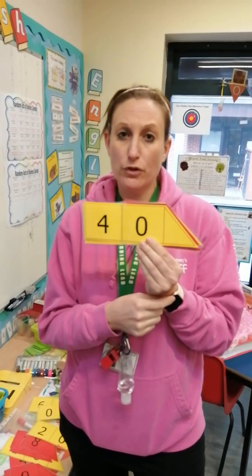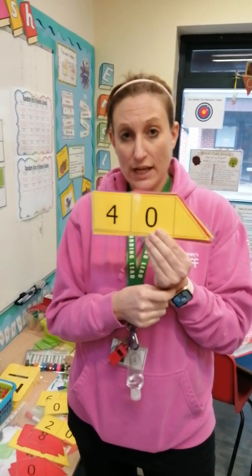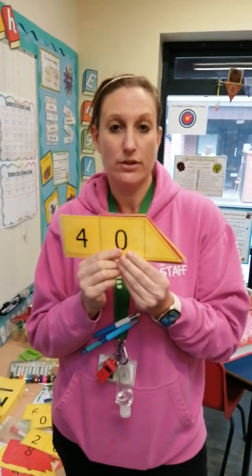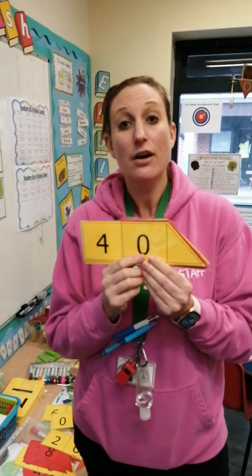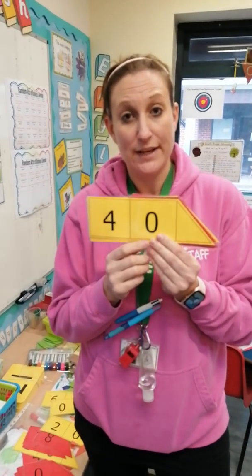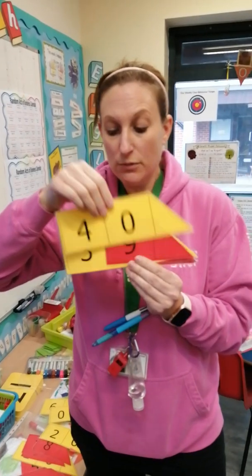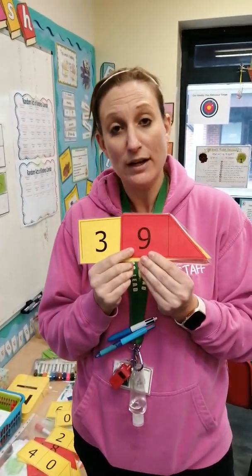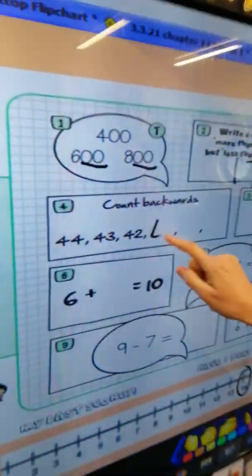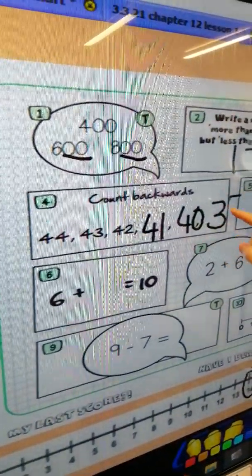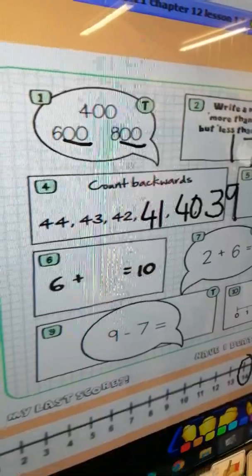So if you've got 4 groups of 10 on your table, I want you to take 1 away. What do we need to do? That's right, we need to ungroup one of those groups of 10 in order to take 1 away. So now we don't have 4 groups of 10 anymore. We've now got 3 groups of 10 and 9 ones. So 1 less than 40 is 39. So we'll write 44, 43, 42, 41, 40, 39.